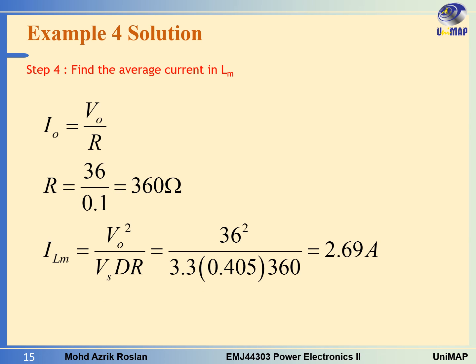And then the next step is to find the average current in LM. Okay, we know that our output current is equal to V out over R. So you will get R is equal to V out divided by I, and you will get 360 ohm. Okay, why we need to find this? Because we will use the value of R inside this equation here. Okay, when we have everything here, you will get the average ILM equals to 2.69 ampere.